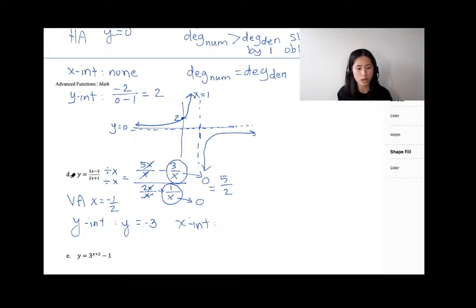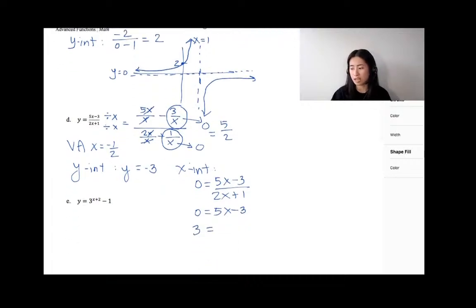That means you need to have y equal to 0, right? So you're going to solve for your x. So 0 is equal to (5x minus 3) over (2x plus 1). As you can see, when you cross multiply, 0 times (2x plus 1) is 0. Therefore, you're going to have 0 is equal to 5x minus 3. And then you're going to solve for x, right? So moving 3 to the opposite side of the equation, you're going to get 3 is equal to 5x.